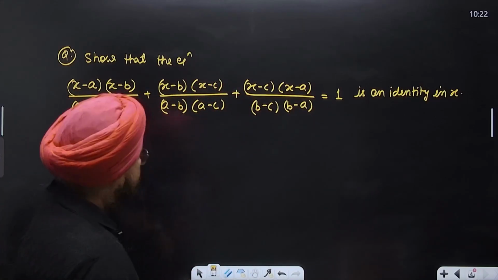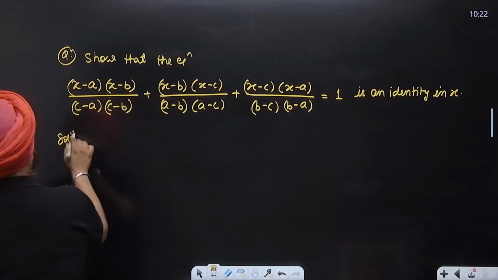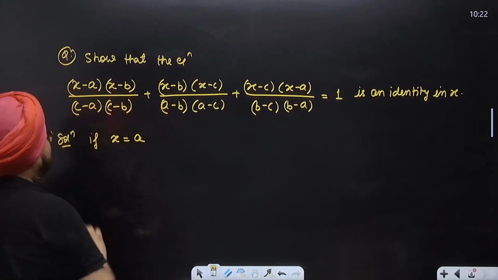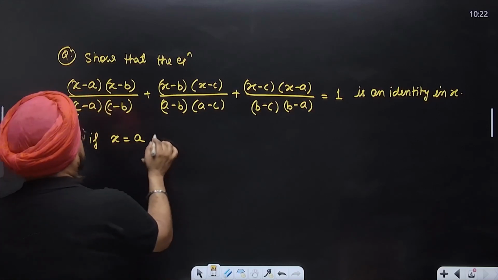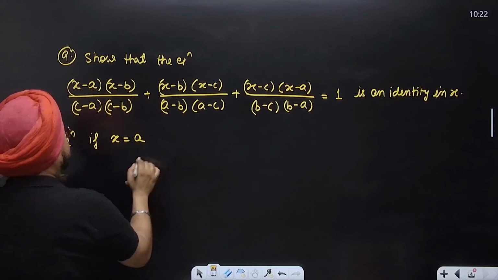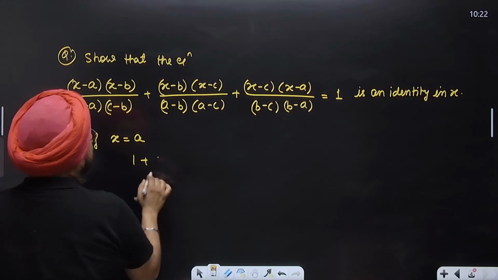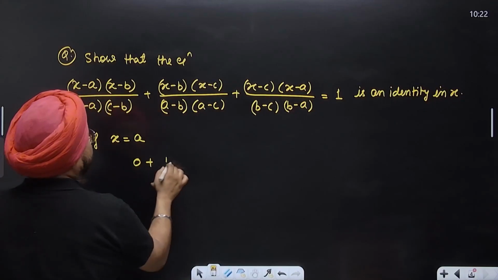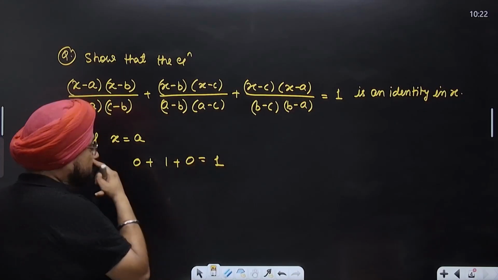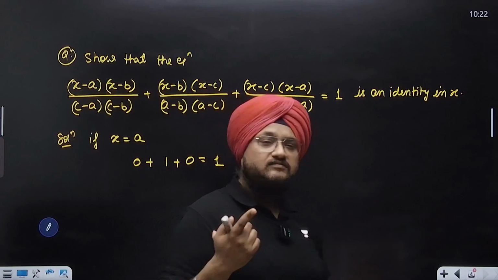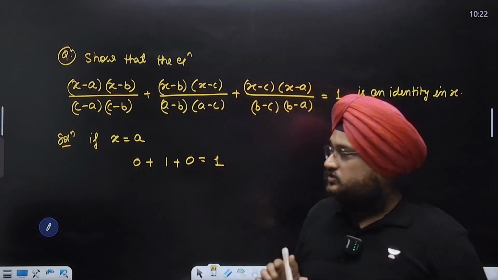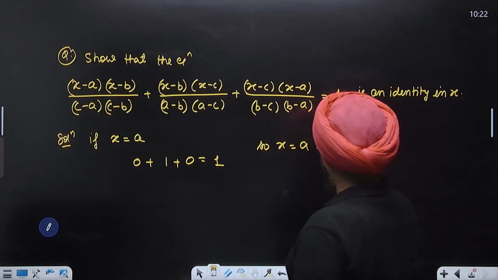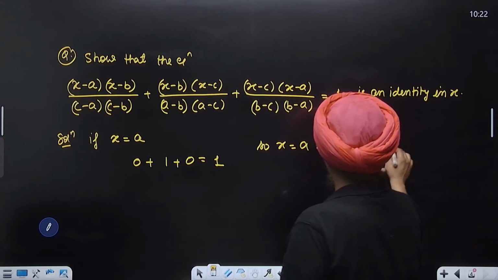So we can observe that if x is equal to a, then if I am putting x equal to a in the equation, then 0 plus 1 plus 0 is equal to 1. This equation is satisfied by the value of x is equal to a. So x equal to a is the root of this equation.